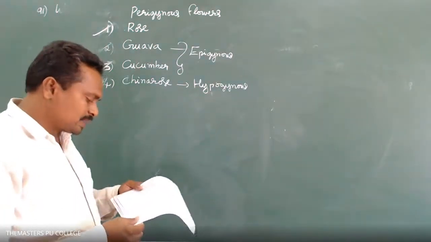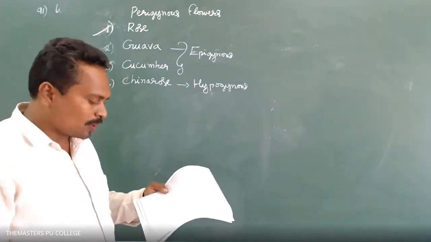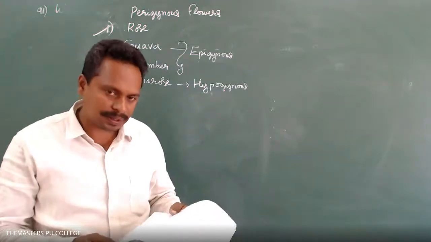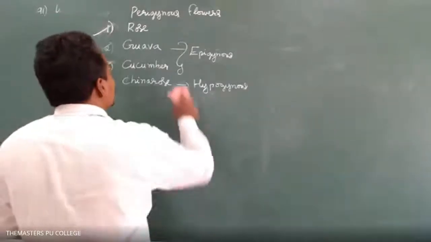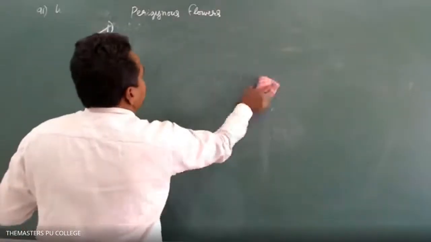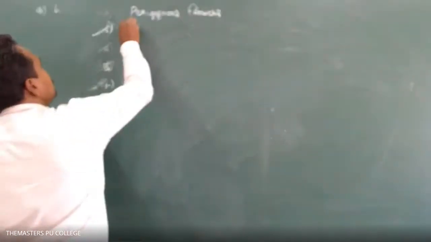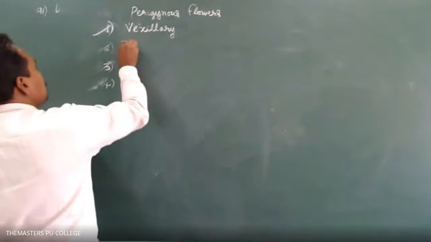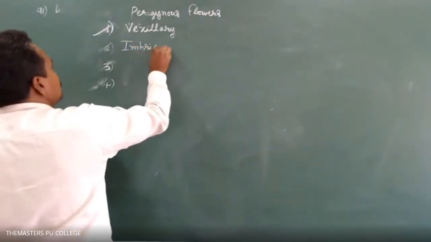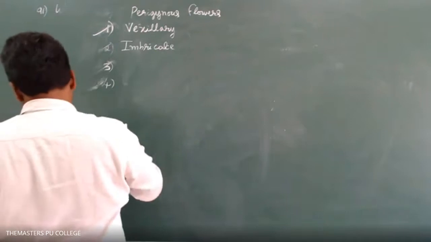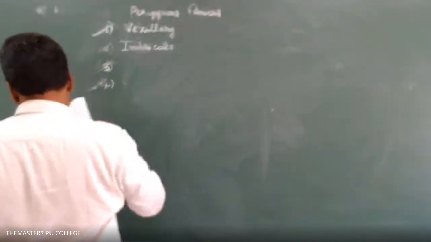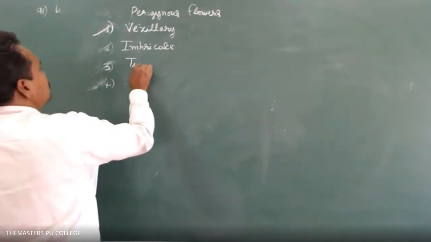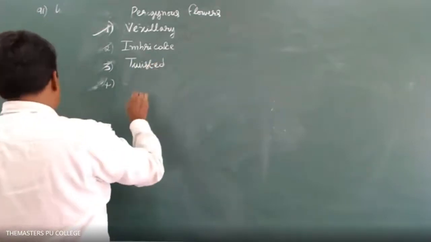Next, when the margins of sepals or petals overlap one another without any particular direction, the condition is termed as imbricate aestivation. Very good. Option 1 is valvate. Option 2 is imbricate. Option 3 twisted. Option 4 valvate.